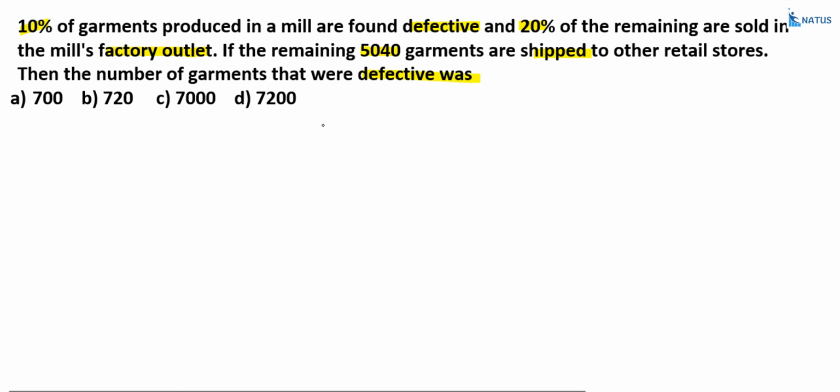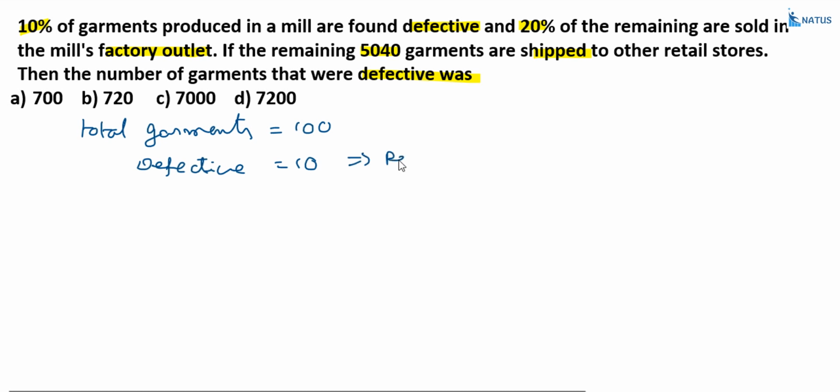Here there is no need to find the total number of garments. Here a simple technique is there. Suppose total garments is equal to 100. In this 100, how many are defective? 10%, so that is equal to 10, right? And next, what about the remaining? That is equal to 90 or not?